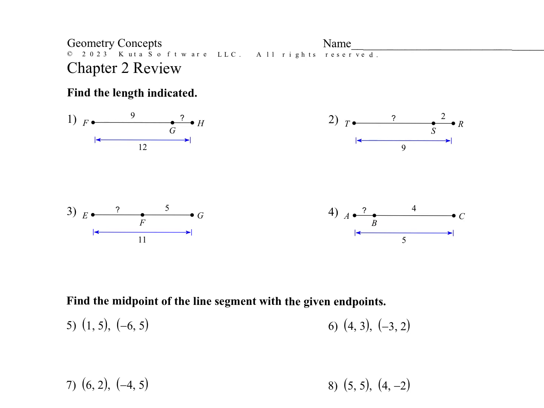Okay, we're going to start reviewing for the Chapter 2 test on Thursday. On 1 through 4, we're finding the length indicated. On all of them, what does that blue line mean with a number under it? Total. It's the total length, right? So the total length's 12. One part's 9. How do we find the missing part? 12 minus 9 equals 3. Yep, 12 minus 9 would get you 3.